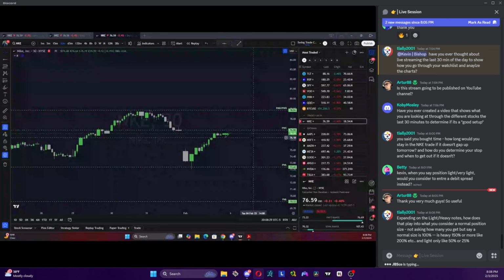Expanding on the light and heavy notes, how does that play into what you consider a normal position size? Not asking how many you get, but say a normal size is 100%, heavy is like 150, more like 200%, and light is only. Well, first of all, I never go heavy. The only times I go heavy is very rarely, and that's when I know I can risk money from, let's say, a very profitable day or something. You probably read it, but you maybe have not. Attached to every single one of my bot posts, I do have a how I trade document. Kind of gives an example with like 10 contracts, so you could also refer to that.